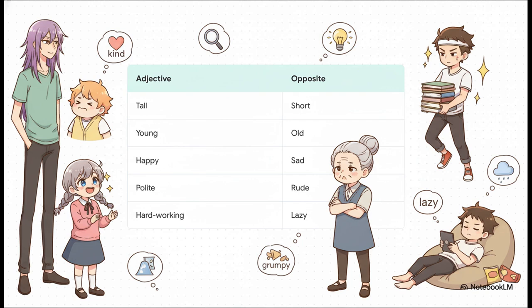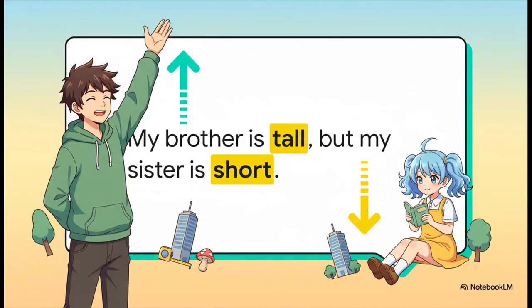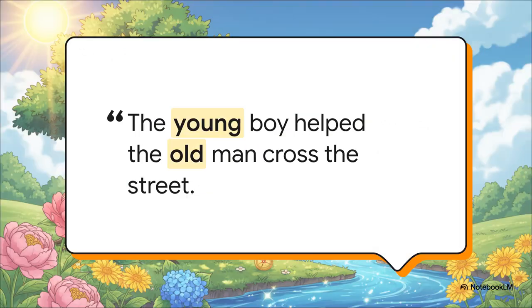We've got words for appearance, like tall, and words for personality like polite or lazy. Let's see one in action. My brother is tall, but my sister is short. Simple, right? It's super clear, and those two adjectives, tall and short, they immediately give you a picture of this family.